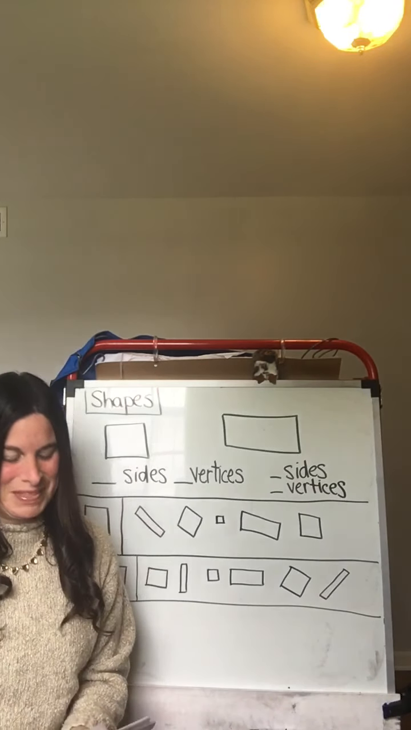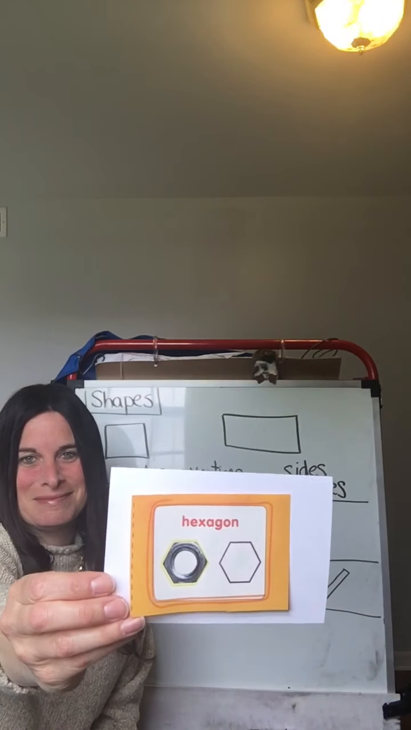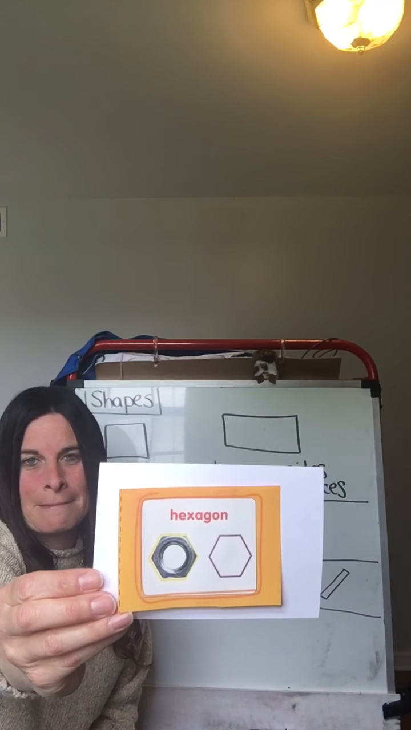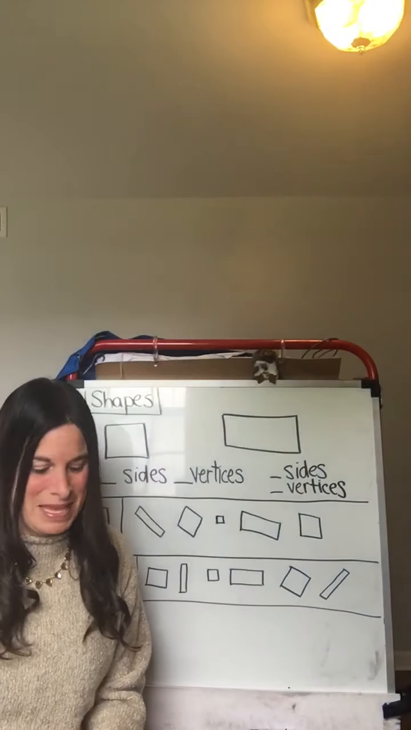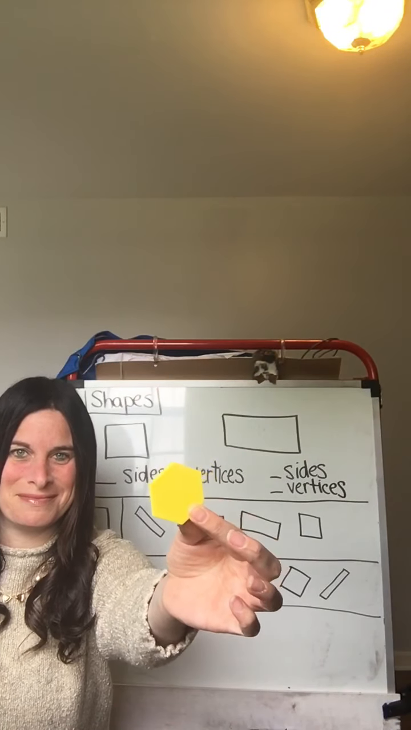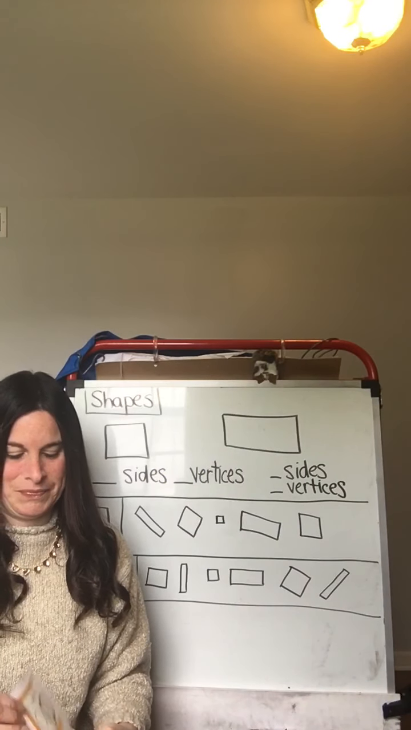Okay, here's my next one. Hexagon. How many sides does a hexagon have? Yes, 6. 6 sides. Here is a 2D shape of a hexagon.